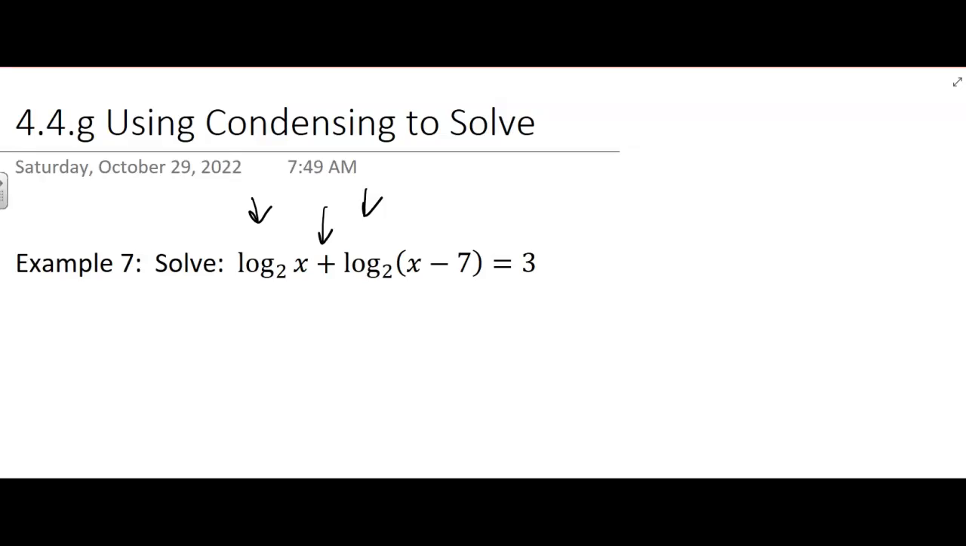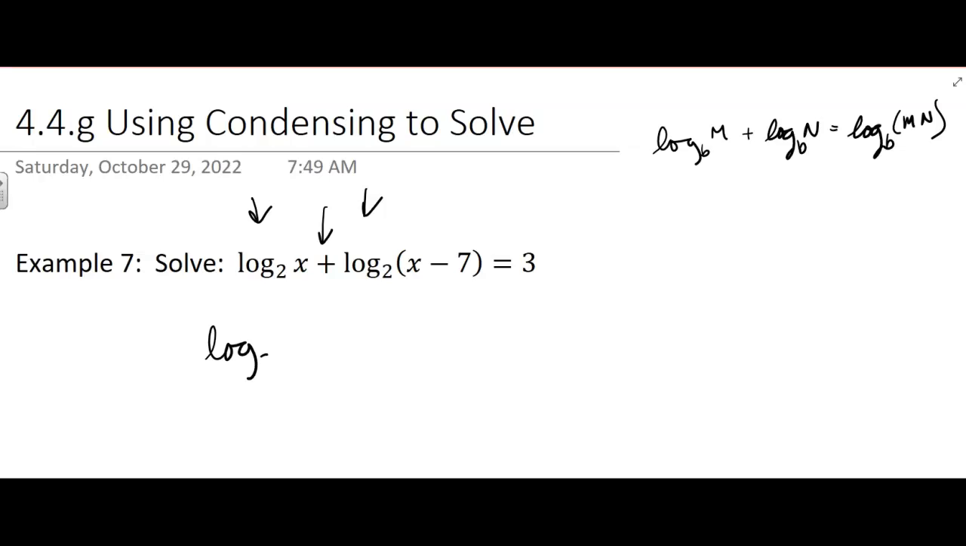Addition becomes multiplication, right? So remember the property, it's property 5. So log base b of m plus log base b of n equals log base b of m times n. That was the property. Okay, so we're going to put them back together. So their bases are the same.